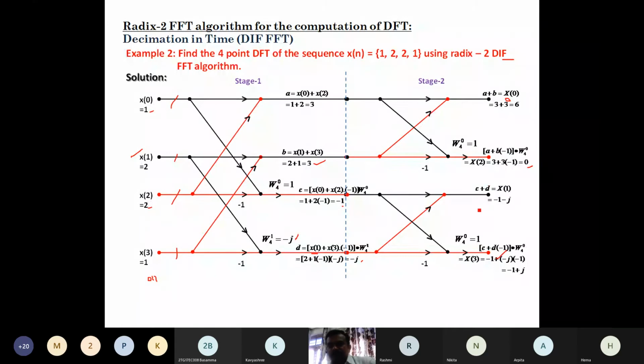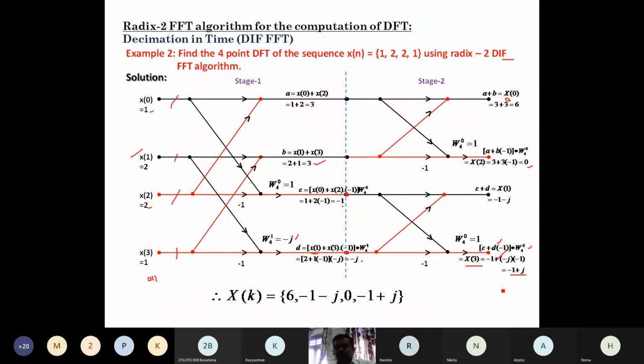Okay, so therefore it is C plus minus D into overall sum up is multiplied with output at twiddle factor W4 of 0. As W4 of 0 is 1, therefore C is minus 1, D is minus j into minus j. So minus j into minus 1 is plus j, and plus minus 1. So minus 1 plus j is X3. Therefore, overall X of k is 1.